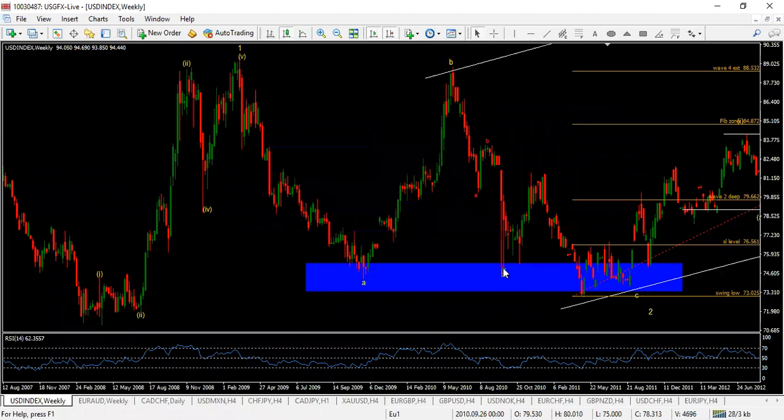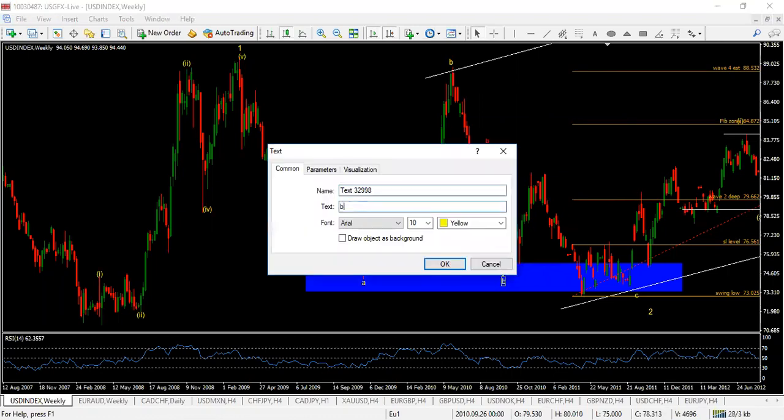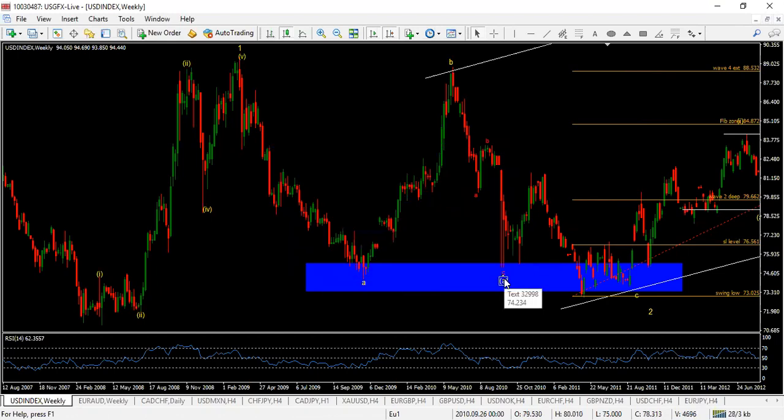Then from the C, after A, B, C, remember this is a bigger one. Now we've got our A. This is our A. So yeah, there are corrections inside corrections. It depends on which type of wave you are trading. So you have to stick around with the principles. So for an A, then from an A, you've got a B there.